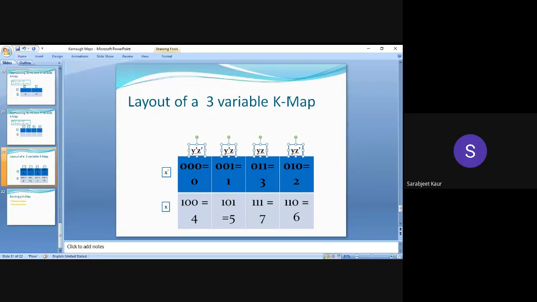So you must remember that this will always be for a three Boolean variable x, y, z expression. This will always be x dash, x. The first column will always be y dash z dash. You have to remember all these. So the first column will be y dash z dash, the second will be y dash z, then yz, and then yz dash. You have to completely remember this basic layout of a K-map.